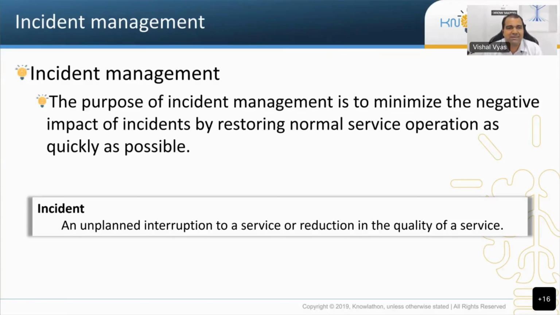So how is the incident script different from an SOP? SOP is a common term, incident script is an ITIL term. That is the only difference. Both are the same, exactly the same.